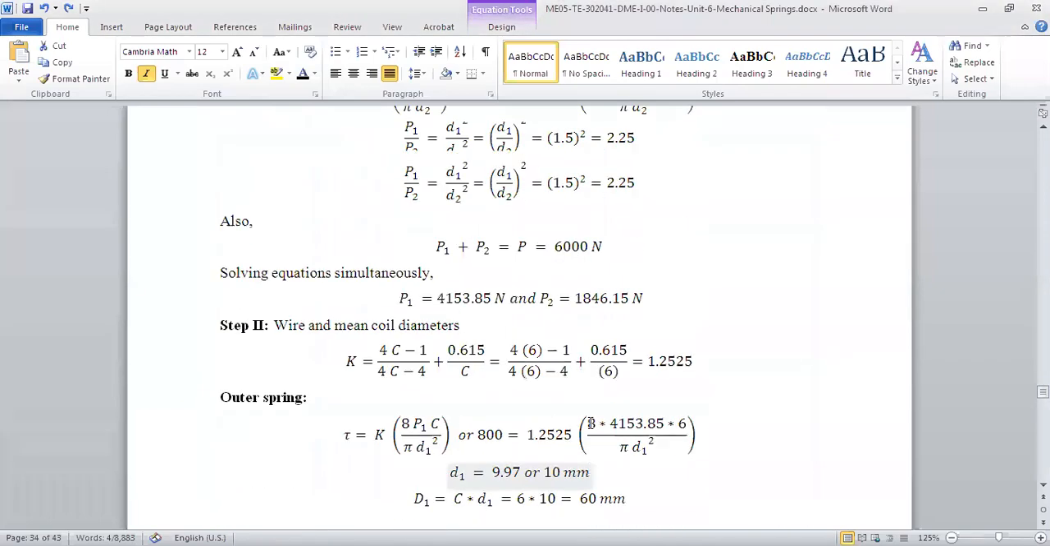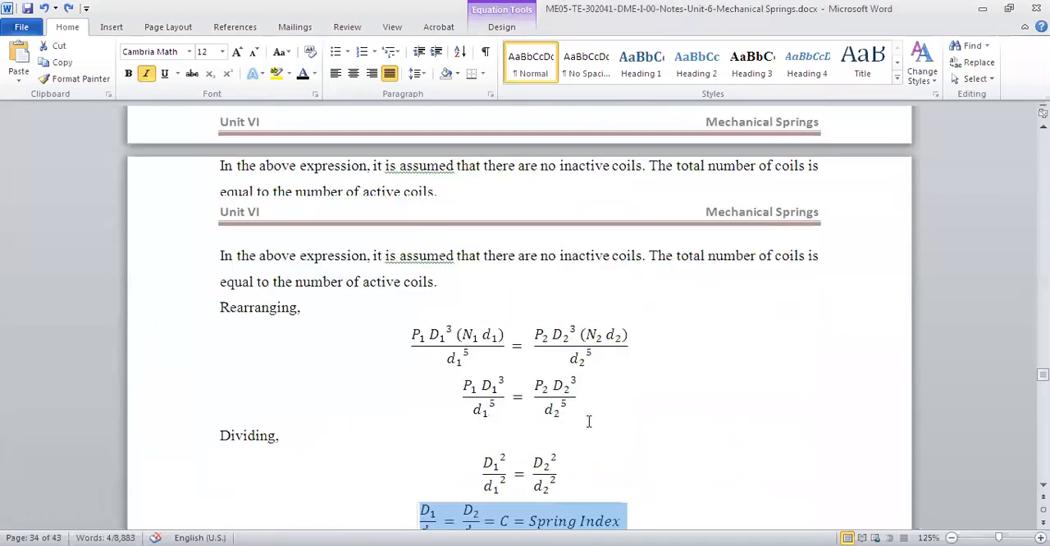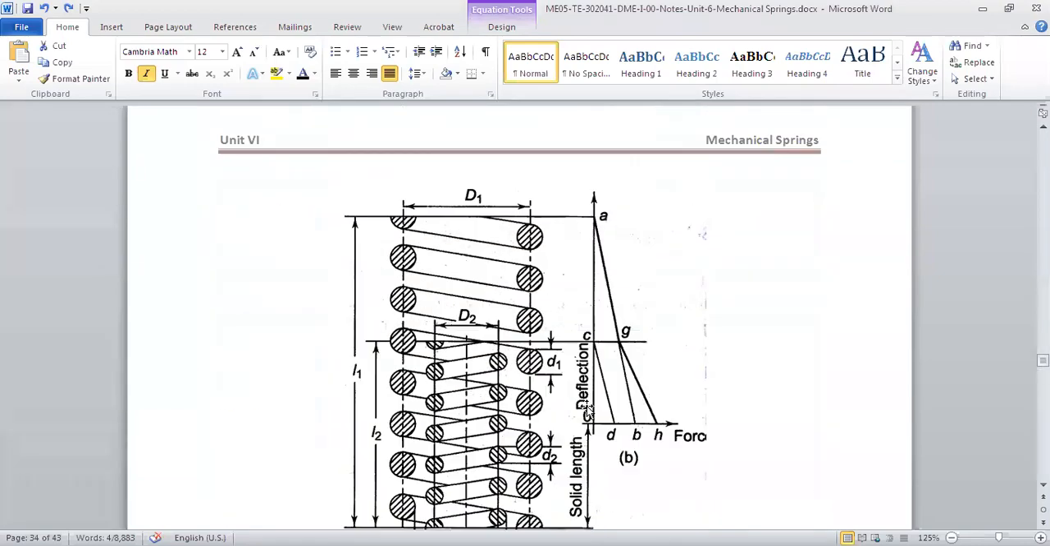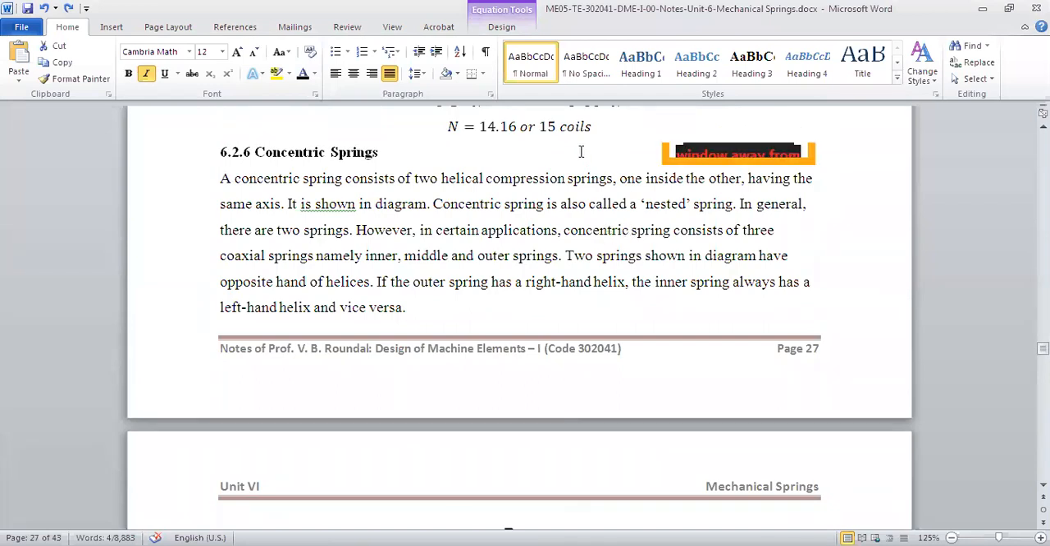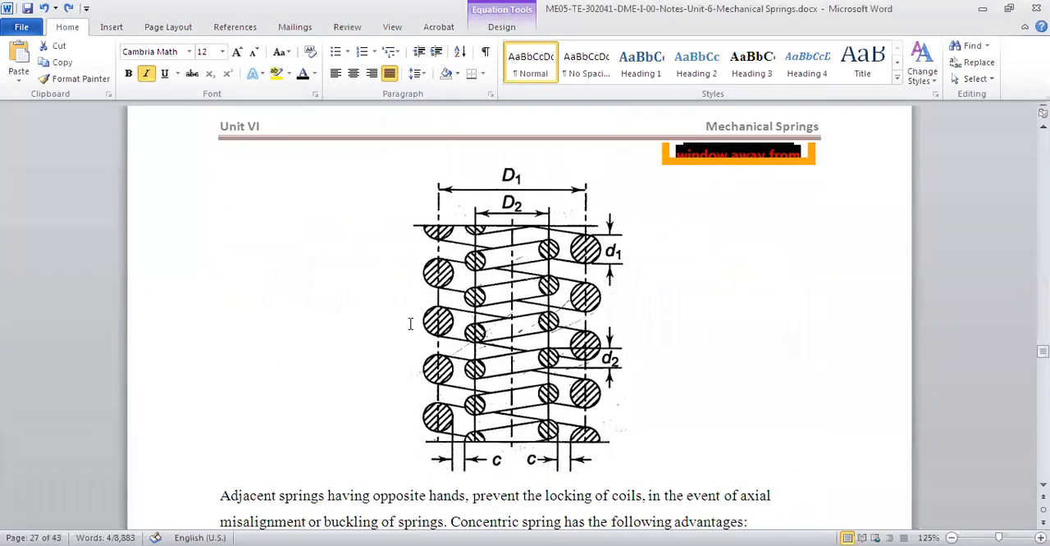We were at the design of a concentric spring. What we have seen is what a concentric spring is, why it is required. I hope you guys can hear me. Yes, sir. Okay, fine. So we have seen what concentric springs are, why they are required, how we will use them, and how to know for the design, how we will put them.